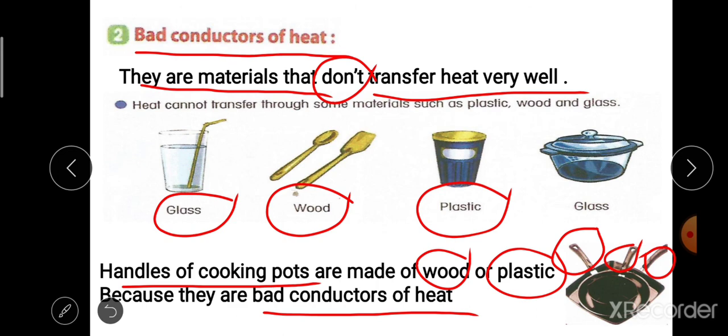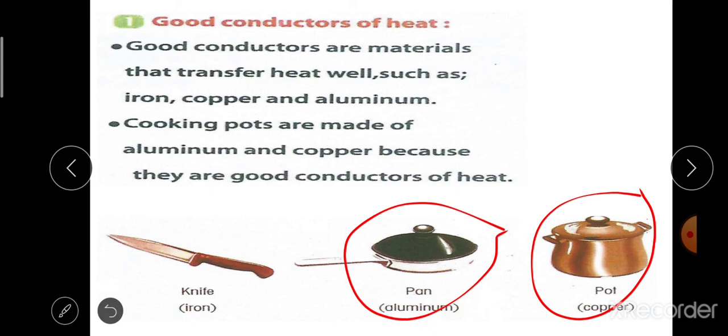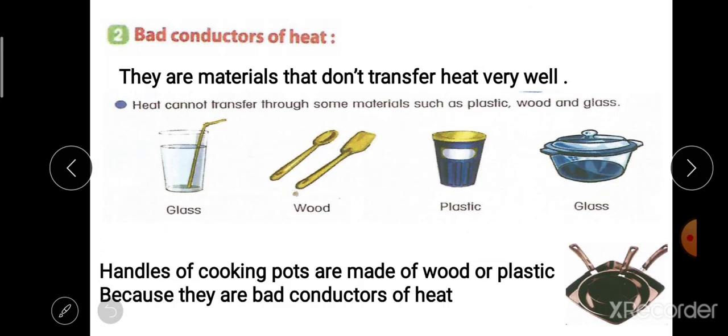So now we know that the cooking pots and the cooking pans are made from good conductors of heat, like aluminum and copper. Why? Because they transfer heat energy very well, so they will become hot and cook the food. But the handles of the cooking pots and the cooking pans are made from bad conductors of heat. Why? Because they don't allow the heat to move through them, so they won't become hot, and when I touch them, I won't burn my hand.